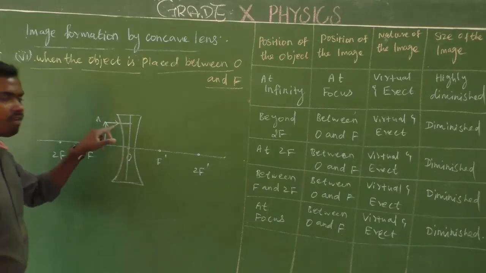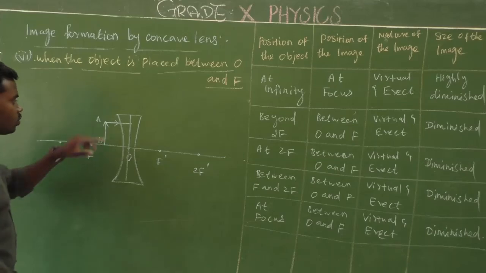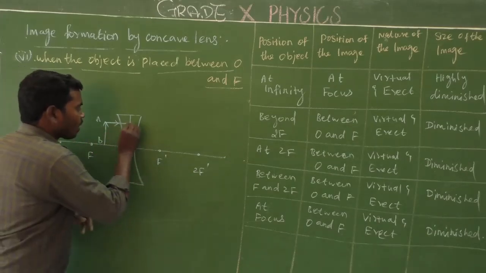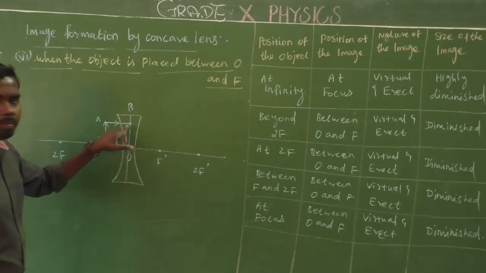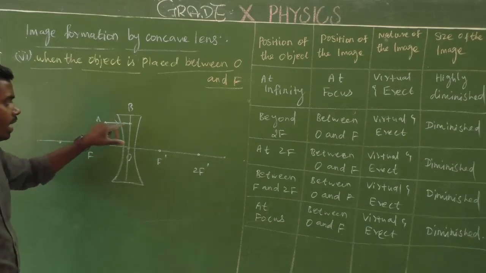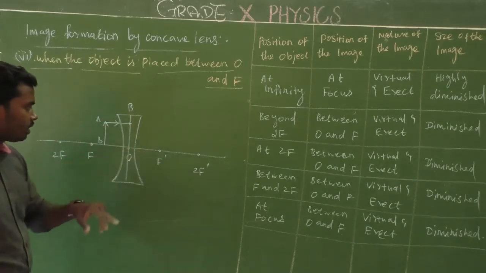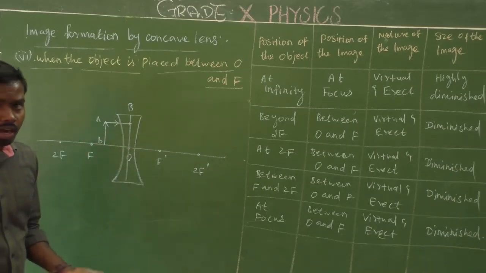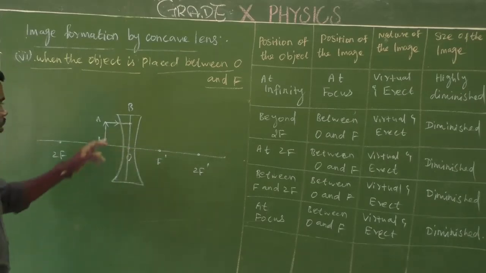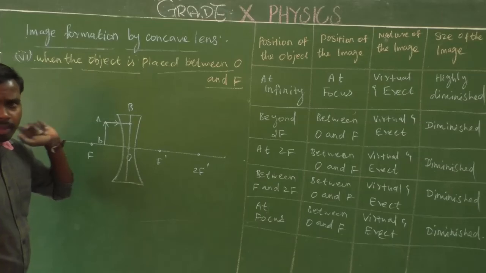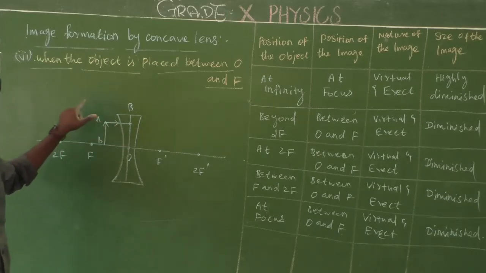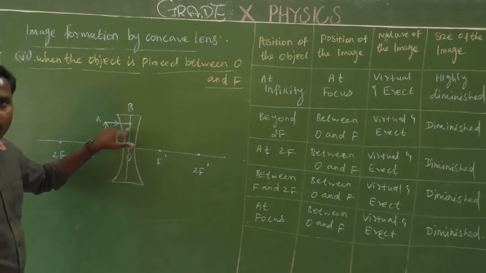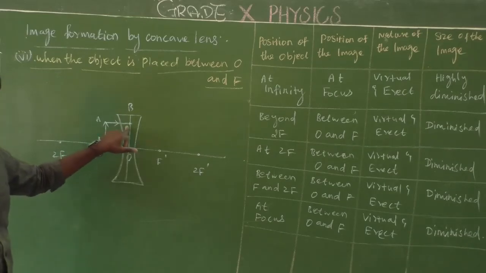What ray is that? The incident ray. Is it clear? So this incident ray falls on the concave lens at point B. This ray of light AB is parallel to the principal axis. Refraction takes place at the point B, because here light goes from air into the glass medium.